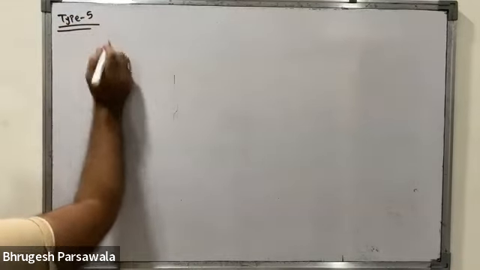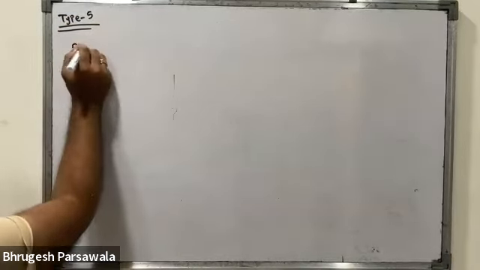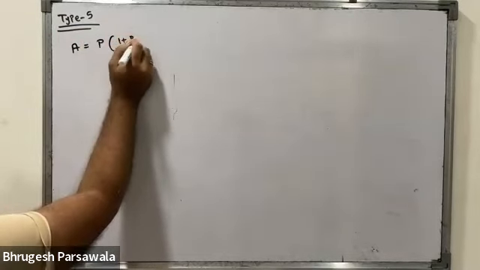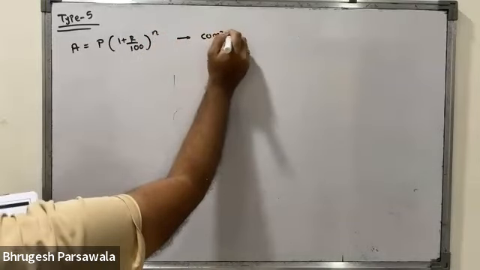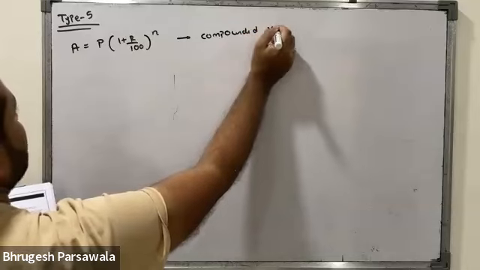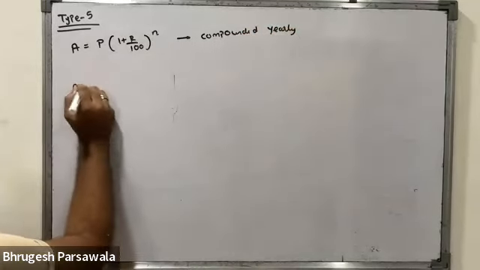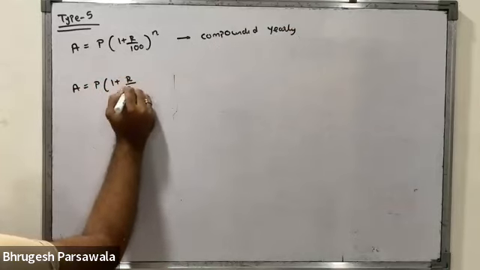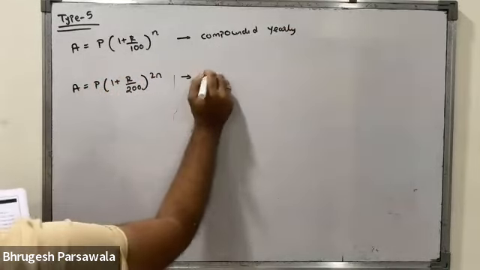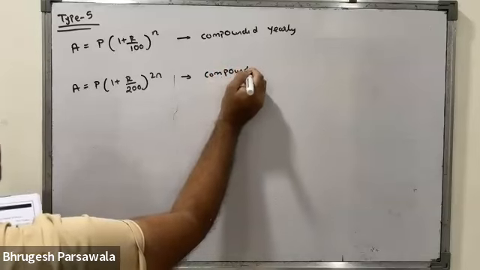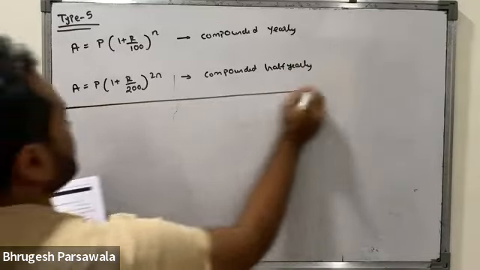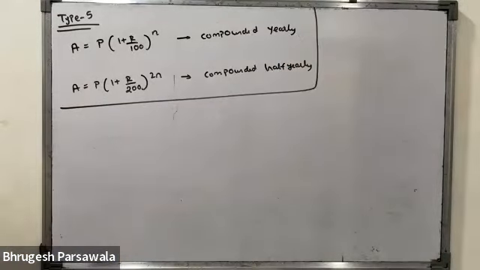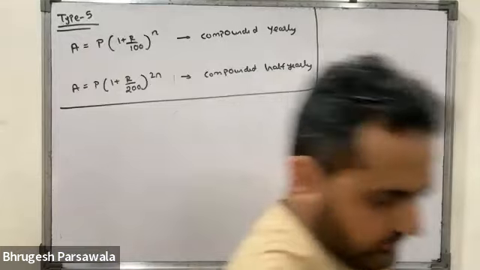Okay, sir. Type 5 based on formulae. So A equals P into 1 plus R upon 100 raised to N. This is for compounded yearly. Compounded yearly, my child. And A equals P into 1 plus R upon 200 raised to 2N, compounded half yearly. Okay, my child? Fine. Note down these two formulae, beta. Please note down these two formulae.